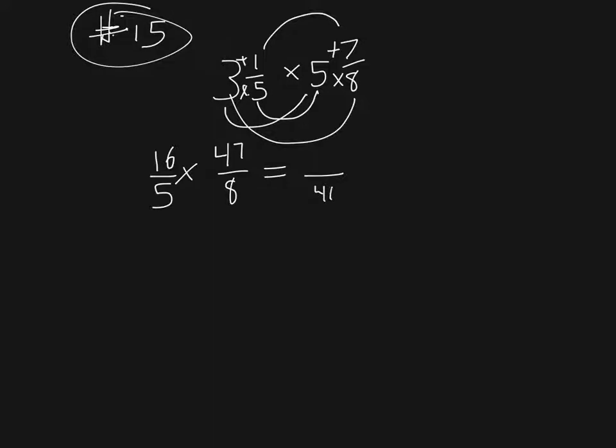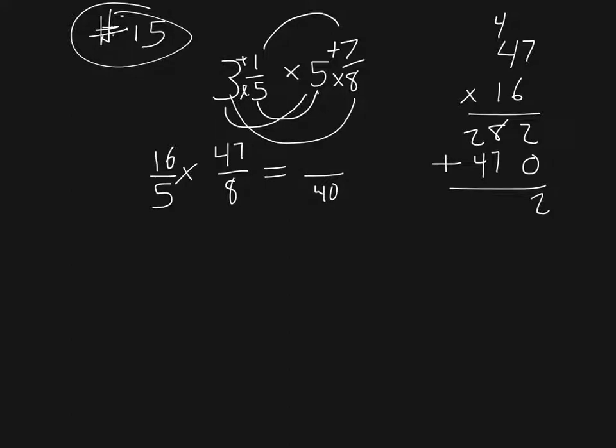The top, I'm going to take off to the side here, 47 times 16. 6 times 7 is 42, carry the 4. 6 times 4 is 24, plus 4 is 28. Placeholder 0, 1 times 47 is 47. Add that, I get 2, 15, and 7. So I get 752. So I have 752 over 40.